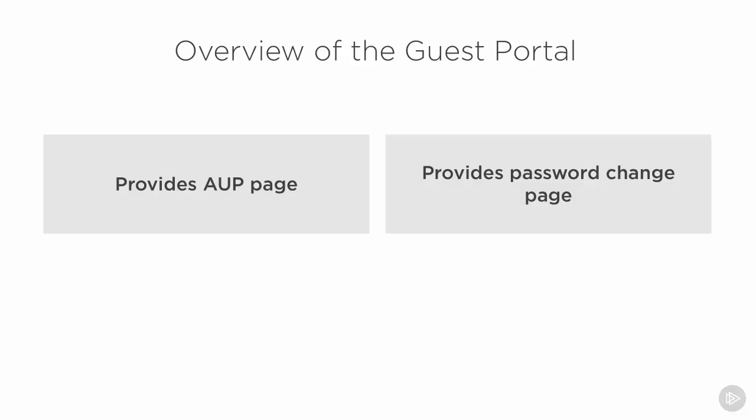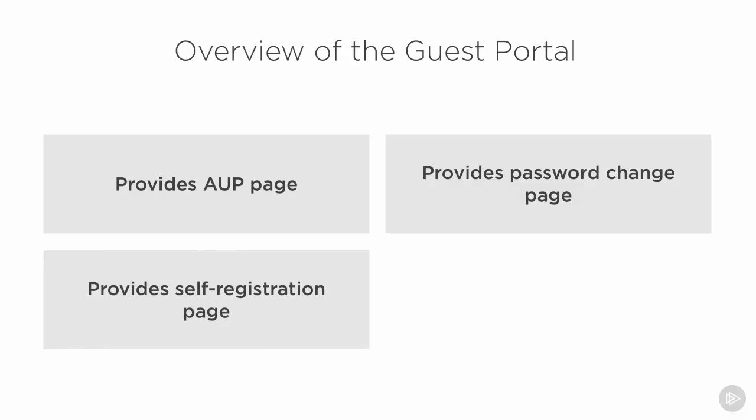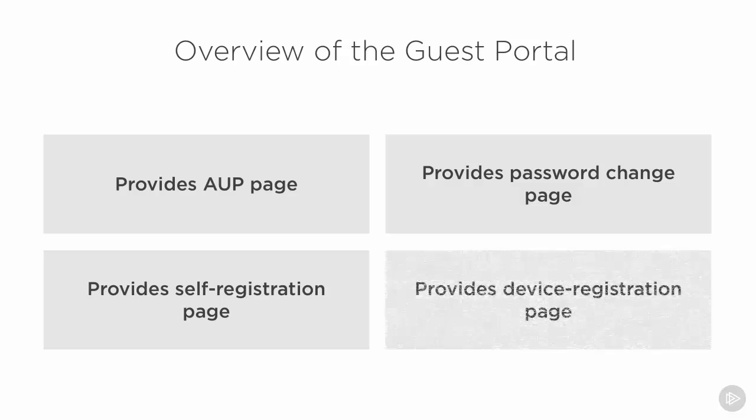We can also provide them with a self-registration page. Maybe we want to skip the formality of a sponsor, and we can just set up a self-registration page and say, hey, plug in all your information, and we'll create a guest account for you. Well, we can do that as well. And then finally, we can provide a device registration page. We can have them register their device so that it will pass MAC authentication bypass, or so that we can add them to a My Devices portal.